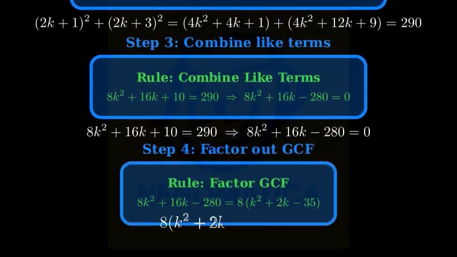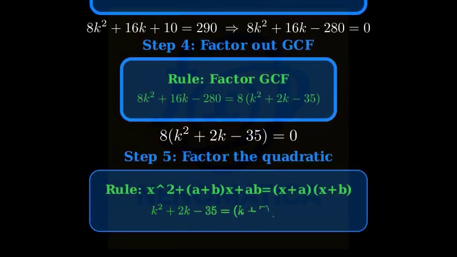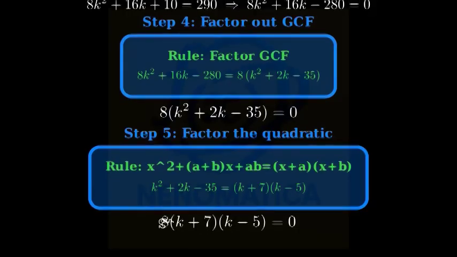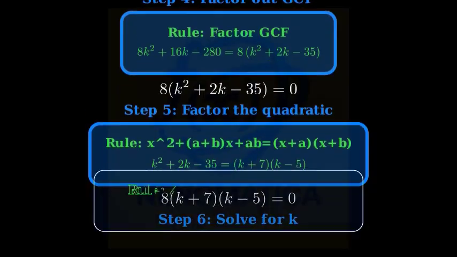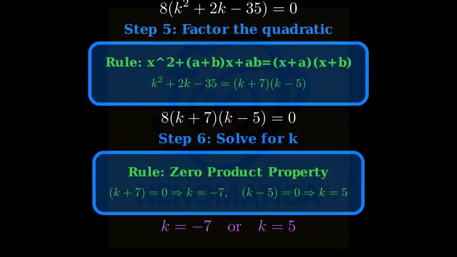We look for 2 numbers that multiply to negative 35 and add to 2: 7 and negative 5. So it factors as (k + 7) times (k - 5). Step 6. Apply the zero product property. Set each factor to 0 to find k equals negative 7 or k equals 5.